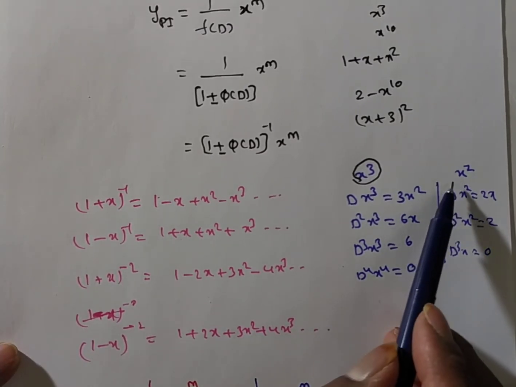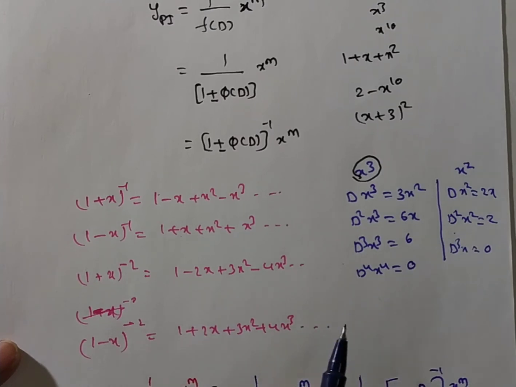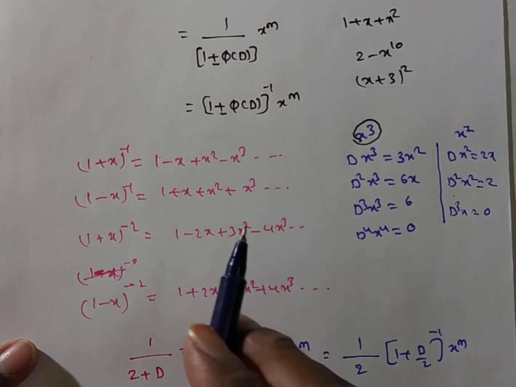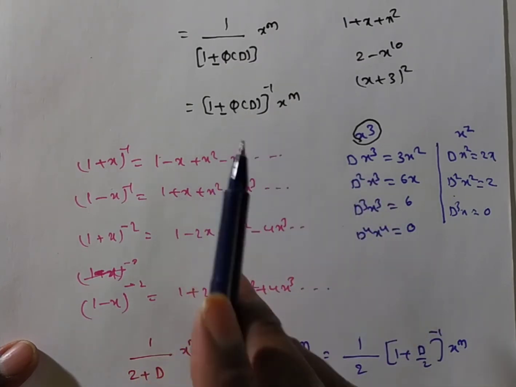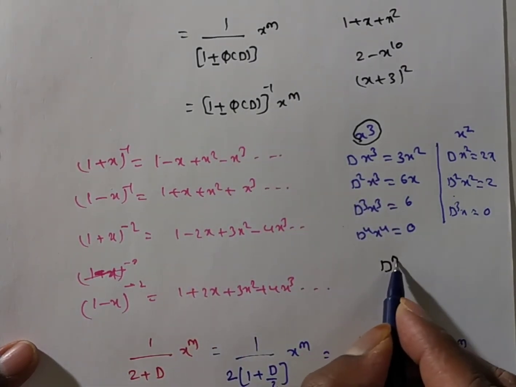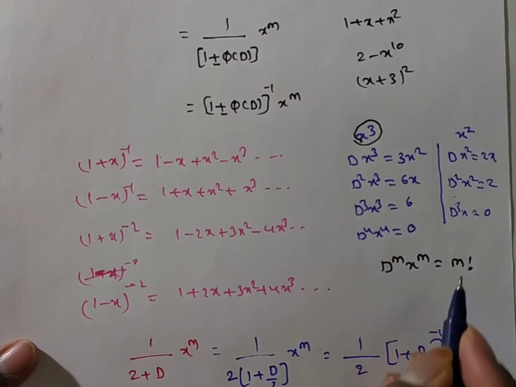Okay. Next, if x square is there, you can differentiate a maximum of 2 times. The higher derivatives will be 0. Nothing but, if a polynomial of degree m is there, you can differentiate a maximum of m times. If you differentiate m times, you see, d to the power of m of x to the power of m, you will get a constant, m factorial.